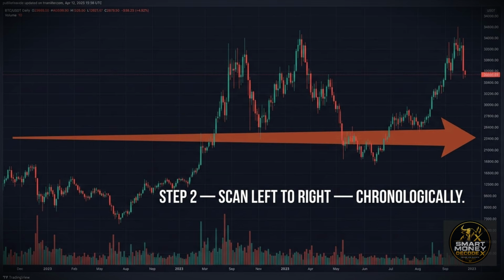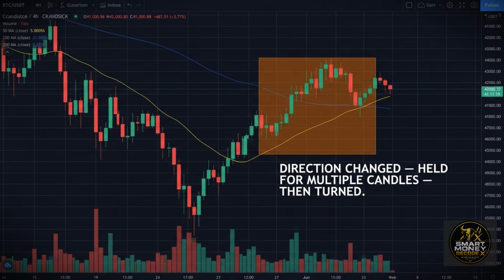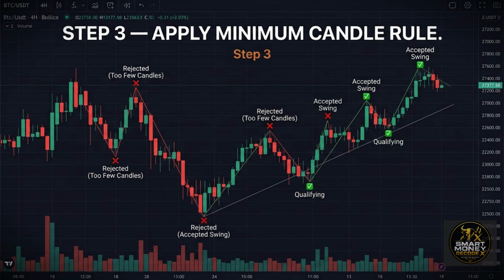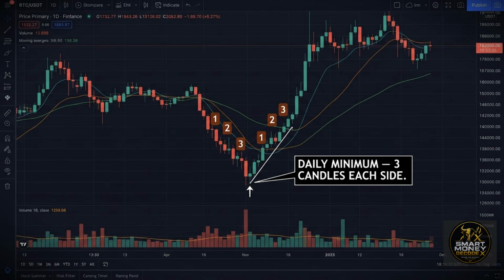Step 2 is to scan from left to right chronologically. You are not looking for patterns. You are looking for turning points, moments where price changed direction, and that direction held for multiple candles before the next turn. Step 3 is to apply the minimum candle rule. For intermediate swing points on the 4-hour chart, require at least 2 candles on each side with a lower high or higher low. For daily swing points, require at least 3.